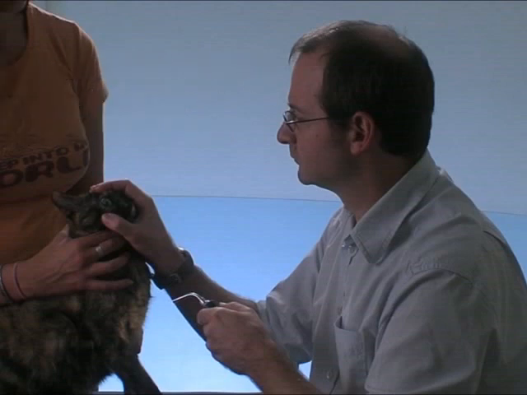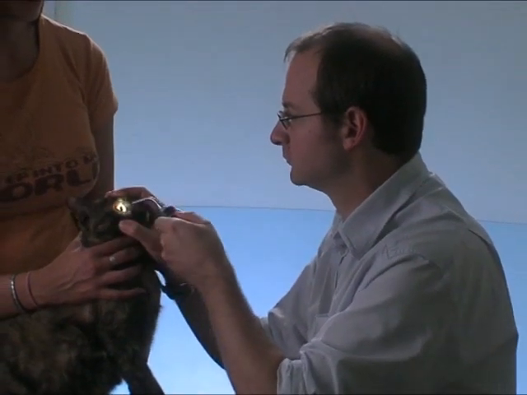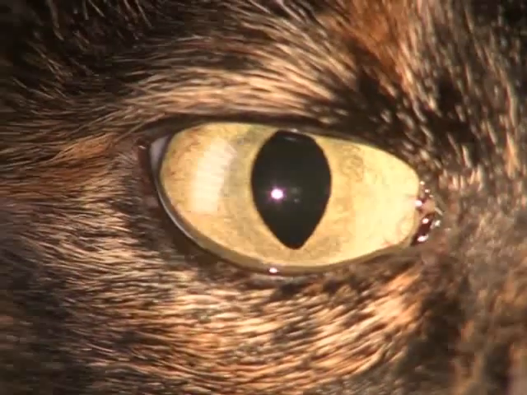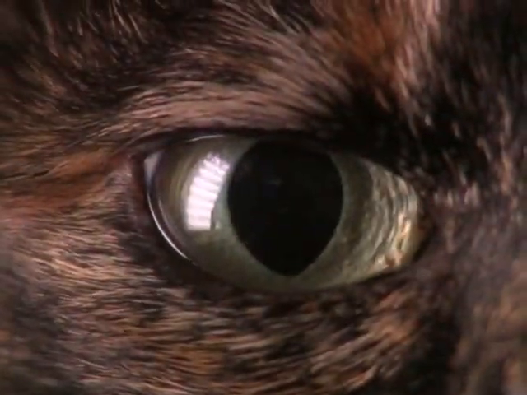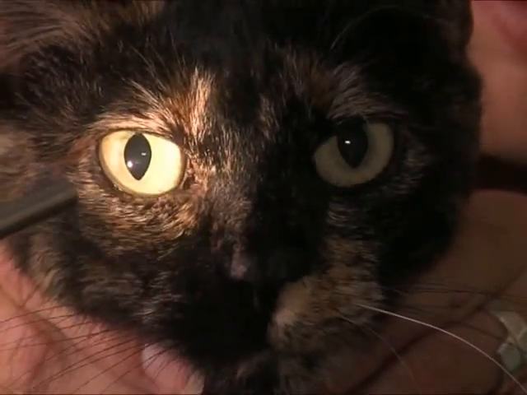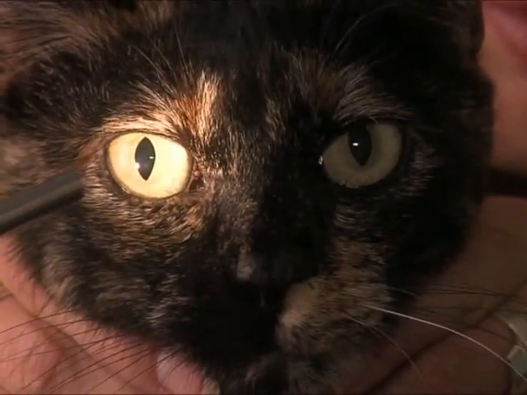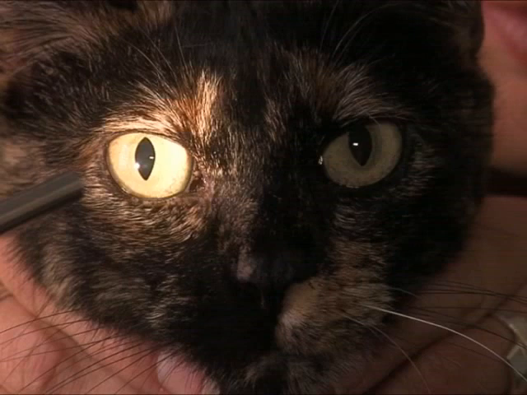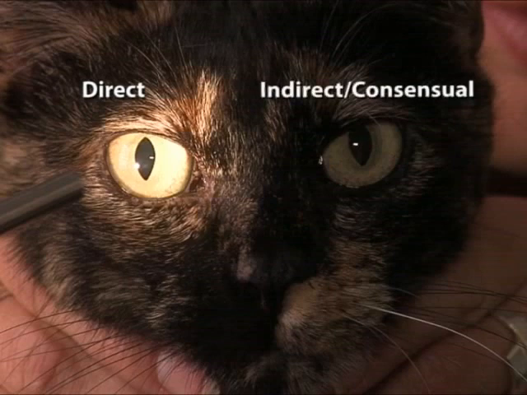The pupillary light reflex is tested by directing a light source briskly towards the eye. The normal response is constriction of both pupils. Constriction in the stimulated eye is the direct response, while constriction in the other eye is the indirect or consensual response.